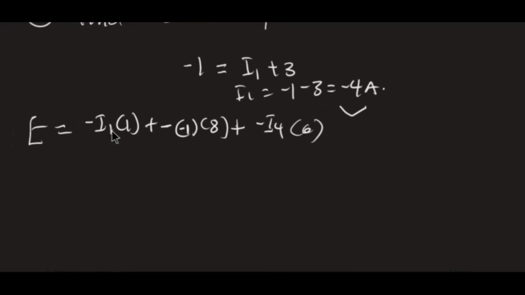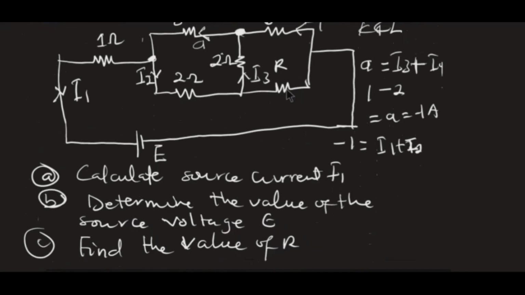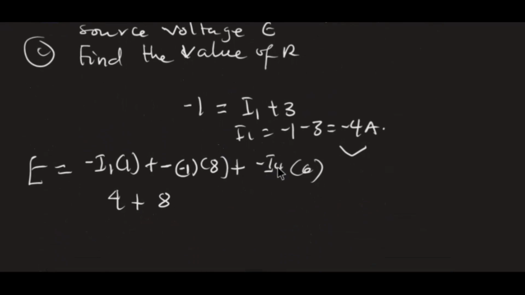So this is what I have. What's negative 1 I1? I1 is already negative 4, so negative of that will be 4. Here is 4 plus this is negative plus 8, and I4 is given in the question to be negative 2, and that one to become positive here, so that will give me plus 12, and that is giving me what? 12 plus 12, which is 24 volts, and that is my total voltage E. That's the value for what? E, and that is the B part of the question.